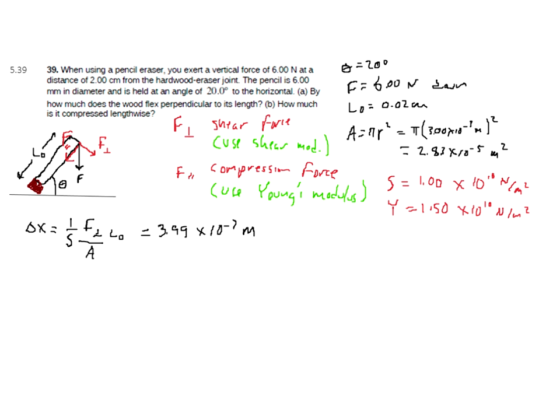So that is a very small number. So wood does not bend that much with that tiny, tiny force. In fact, this is roughly equal to the wavelength of light. So the pencil is deformed in that direction, so a shear force, by a super tiny number, a number that's roughly equivalent to the wavelength of blue light.